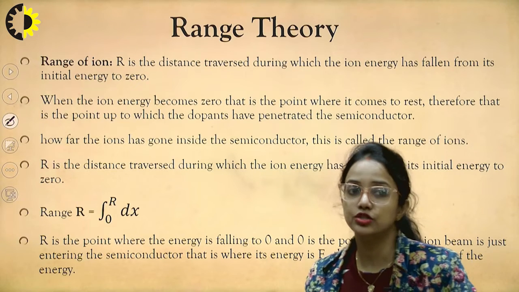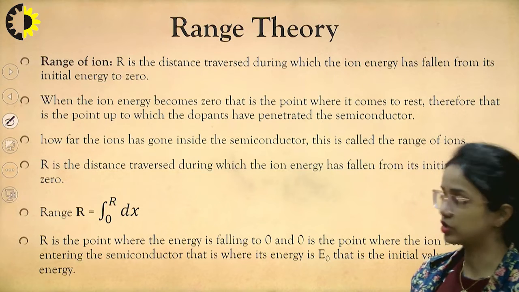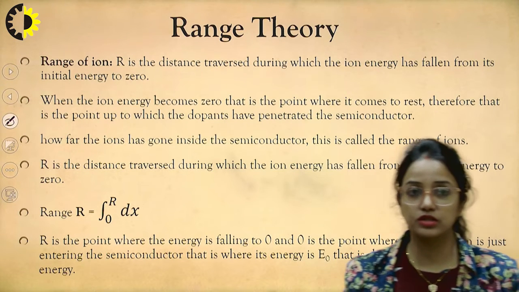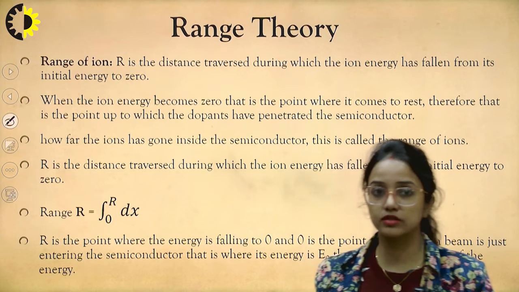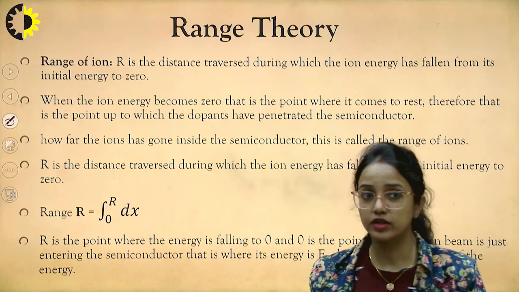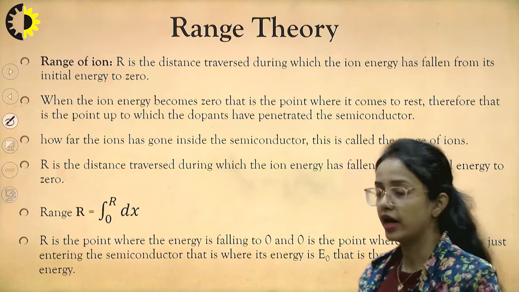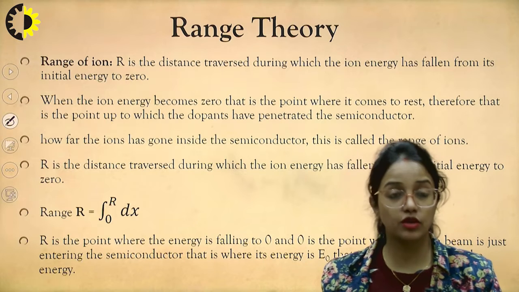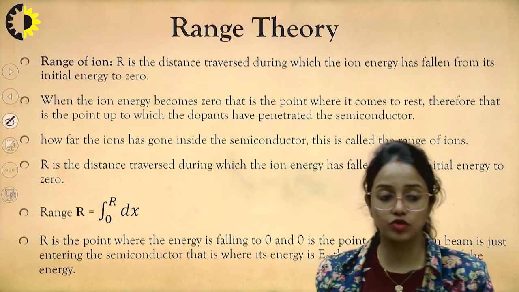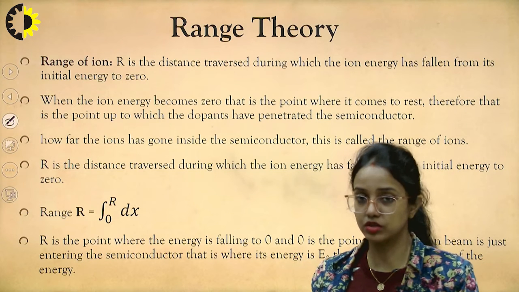Next is range theory, the range of an ion. What is actually the range? Range is the distance traversed during which the ion energy has fallen from its initial energy to zero. Of course, the ion has to stop, to come to rest, so it has to lose energy to zero.